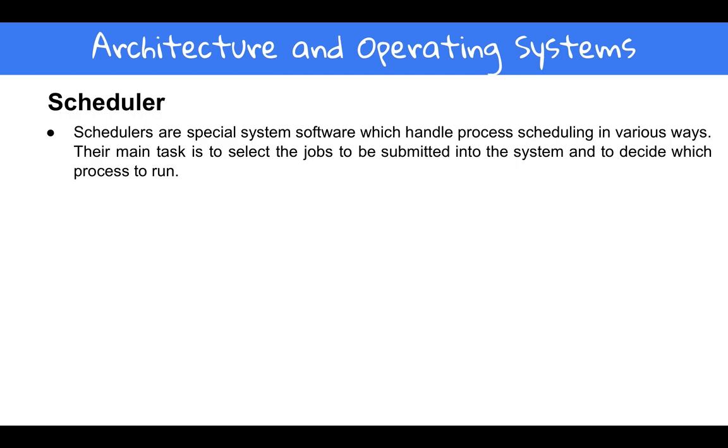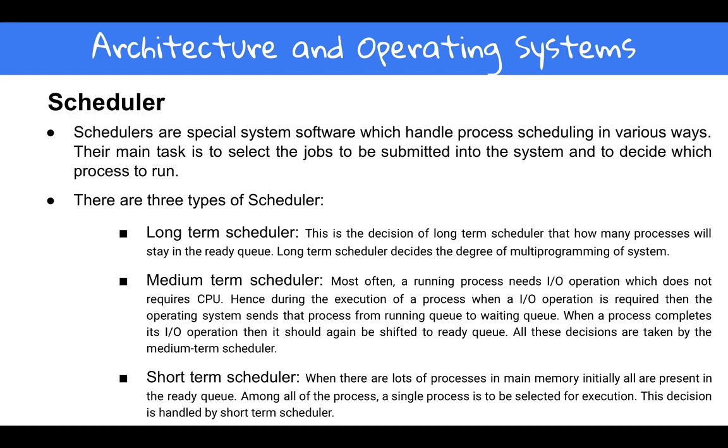So we're talking about the scheduler. I said that the scheduler is very important because it chooses the right process to be executed. Schedulers are special system software. They are software which handle process scheduling in various ways. Their main task is to select the jobs, the processes to be submitted into the system, and to decide which process to run. So it's the brain in the operating system that chooses the right process to be executed.